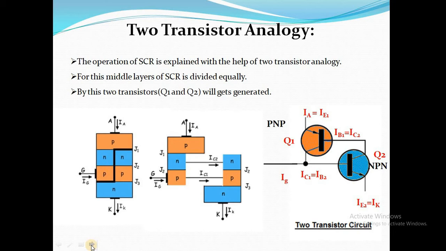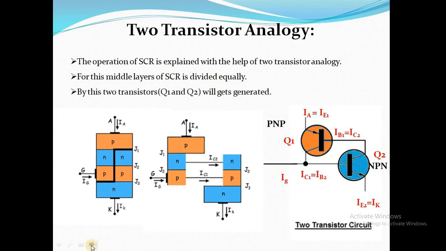How the gate has control on SCR can be explained using the two transistor analogy. The SCR's gate terminal is called the control terminal, that is, it has control on the operation of SCR. Once the SCR turns on, even if we remove the gate signal, the SCR remains in the conduction period. All this can be explained using the two transistor analogy.